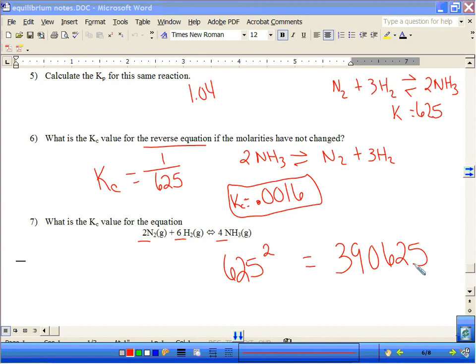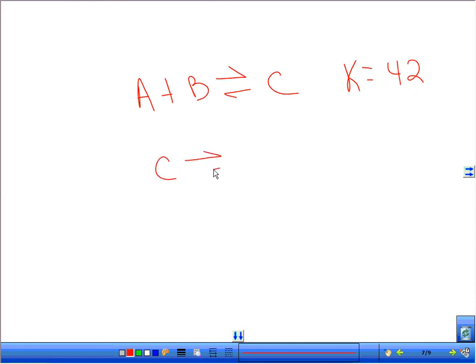390,000. If we did sig digs, this would actually be 39100 if we were doing sig digs from above. Okay, so you raise it to whatever power you're using. So if you had an equation where you had A plus B and it was making C, and I told you the K for this was 42, well, this would be favoring the products because it's greater than 1.